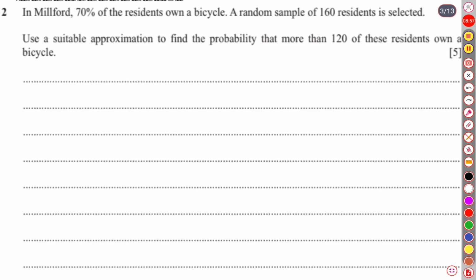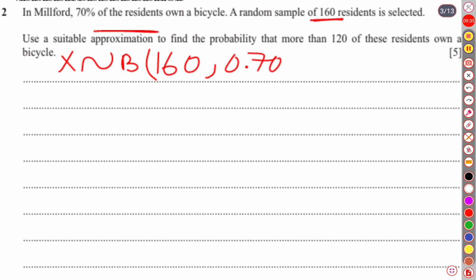So it's an approximation. Remember, approximation means the distribution is given as a binomial distribution and we will have to convert it into a normal distribution. For that, let us write X belongs to binomial distribution, and the parameters for the binomial distribution are n and p. The number of total experiments is 160, and the individual probability is 70%, so 0.70 is the probability.